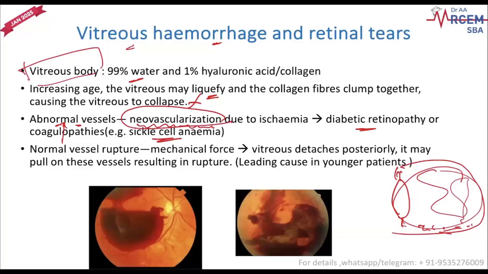Certain medical conditions can also cause neovascularization, like sickle cell anemia, which will cause sickling of the RBCs and obstruct these end arteries. Normal vessel rupture can happen because of trauma. How it happens is not important. Basically, because of a mechanical force, it causes a tear and it can cause hemorrhage.